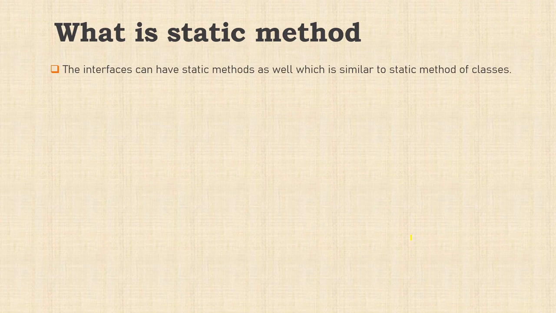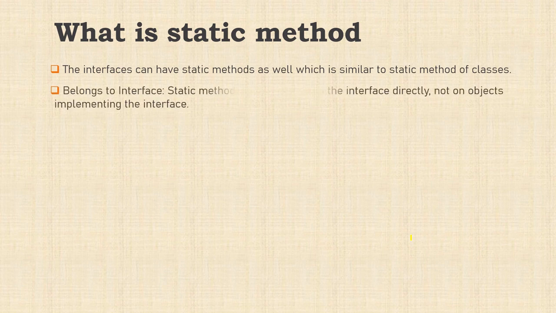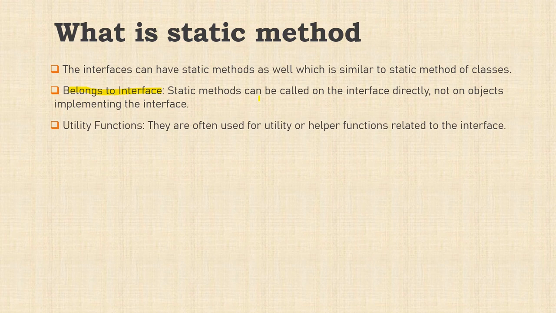But in an interface, before Java 8 there was no feature to write a static method. After Java 8 you can write a static method inside the interface, same like the default method. Instead of default, you have to use the static keyword to write a static method. It belongs to the interface. Static methods can be called on the interface directly, not on an object of an implementation class implementing the interface. So no need to create the object for the implementation class; you can call it with the interface name dot static method name.